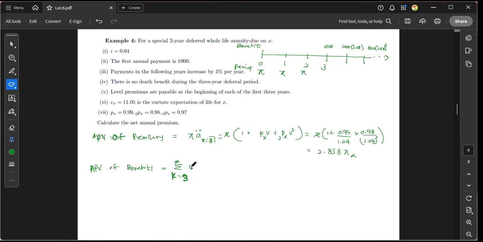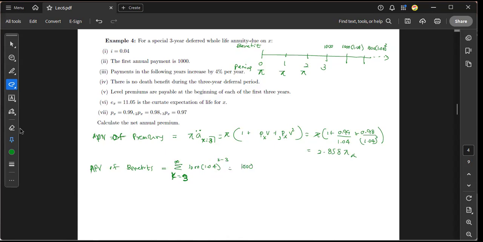And the amount is 1000 times 1.04 to the power k minus 3, because when k is 3, this power is 0. That's why we don't have any factor in here. When k is 4, its power is 1. When k is 5, the power is 2, like that. So then we can take 1000 out also.